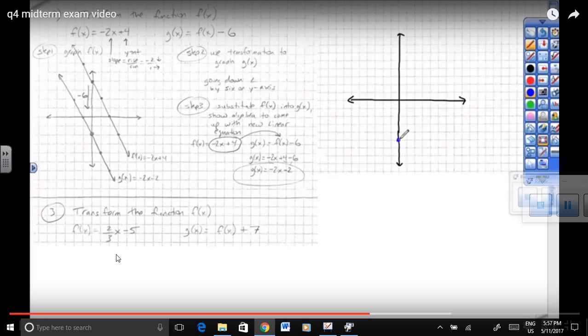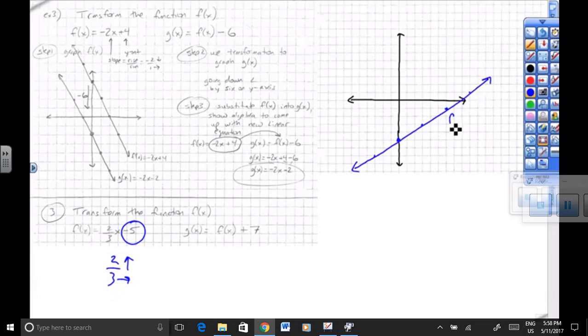Now looking at the number in front of x, which is my slope or my rate of change, that is 2/3. So that means from negative 5, every time I run 3, I go up 2. Over 3, up 2. Draw my line through it. Label it f of x equals 2/3 x minus 5.